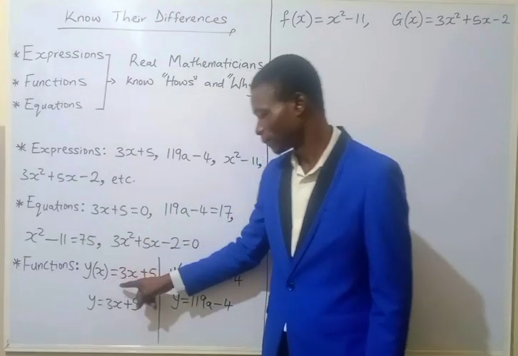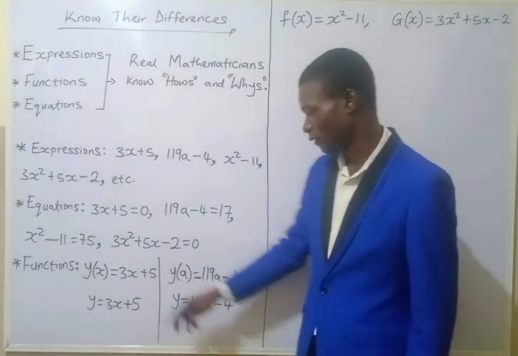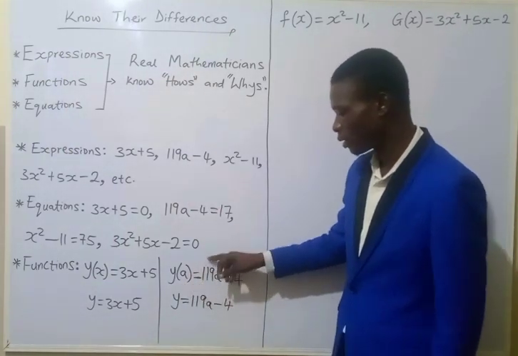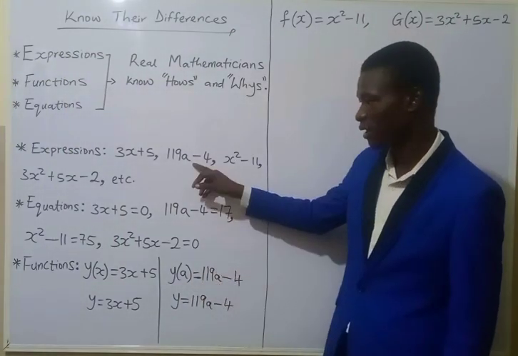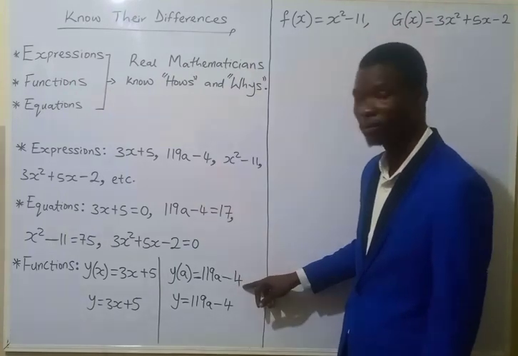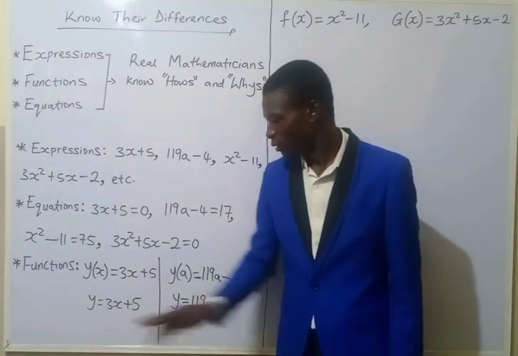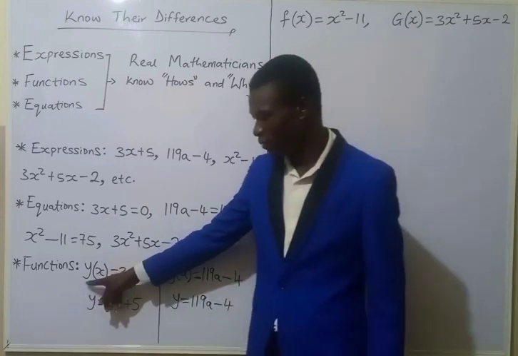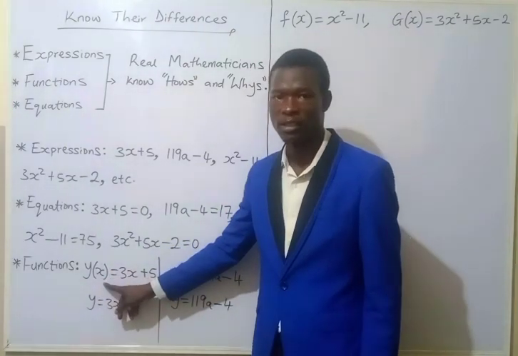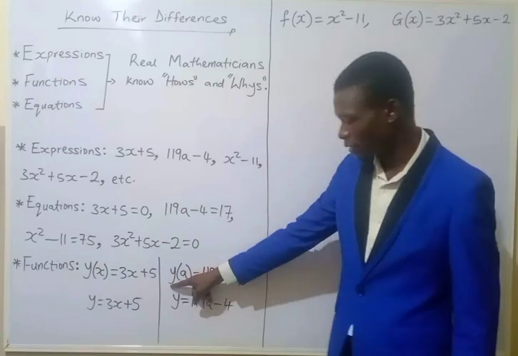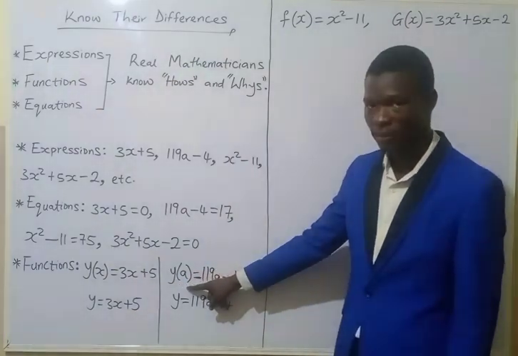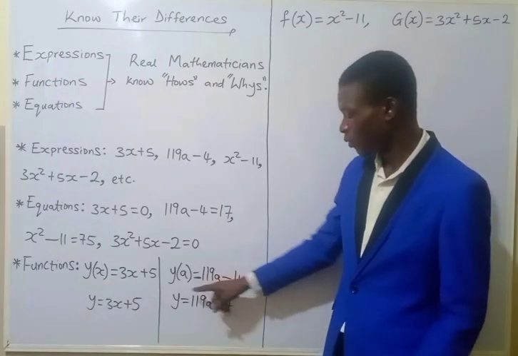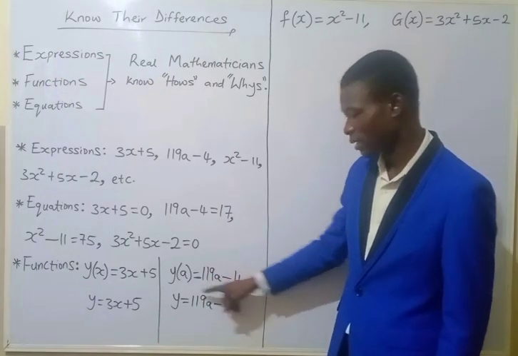So y of x equals 3x plus 5. And in this case, the variable is a. So y of a equals 119a minus 4. Same expression, equation, and a function. Now, this says y is a function of x. This one says y is a function of a. We say y is the dependent variable, x is the independent variable here. Here we say y is the dependent variable, a is the independent variable, because of course y depends on a to have its own value. Whatever value you assign to a here determines the value of y.